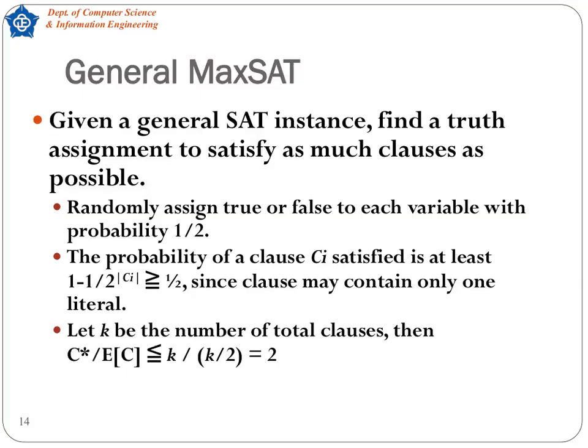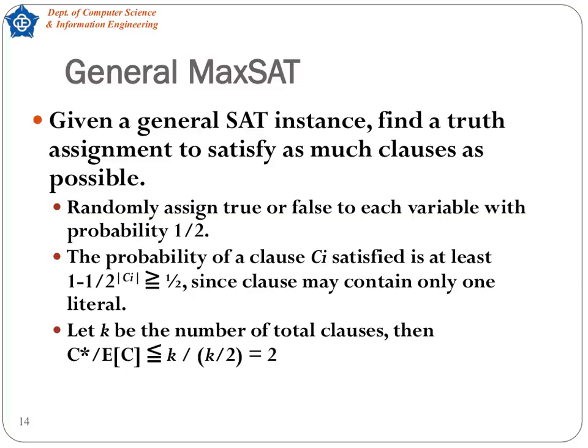Now let's consider the probability of satisfying a single clause, denoted as C_i. With this random assignment strategy, the probability that a clause C_i is satisfied is at least 1 minus 1 over 2 raised to the power of the number of literals in C_i. Why is this value always greater than or equal to 1/2? Well, it's because a clause can contain as few as just one literal.